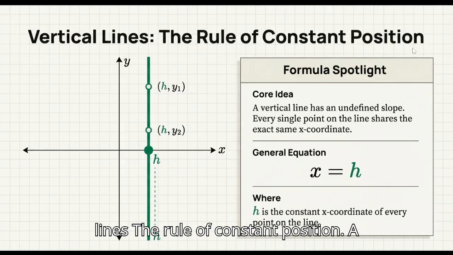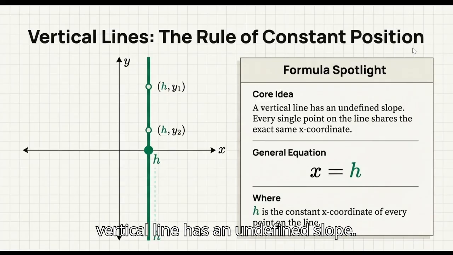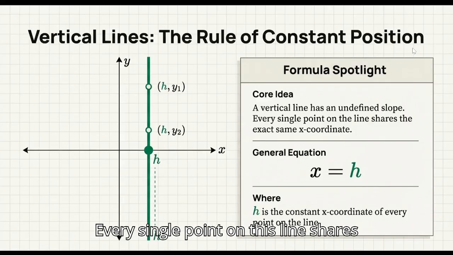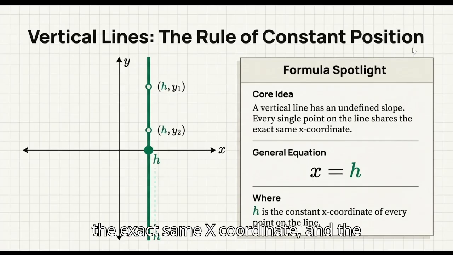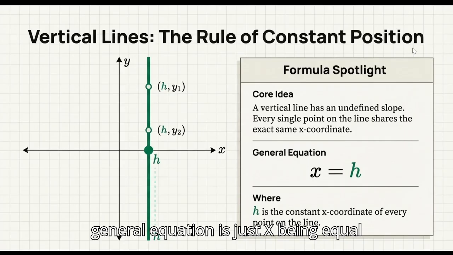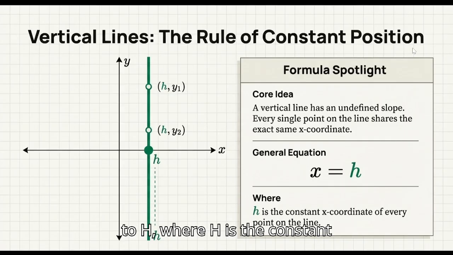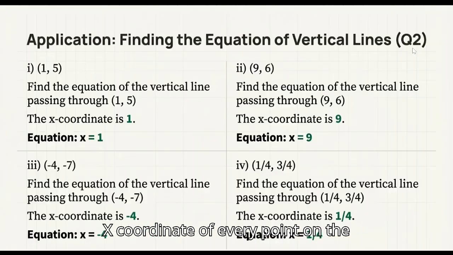Now vertical lines. The rule of constant position. A vertical line has an undefined slope. Every single point on this line shares the exact same x coordinate, and the general equation is just x equal to h, where h is the constant x coordinate of every point on the line.